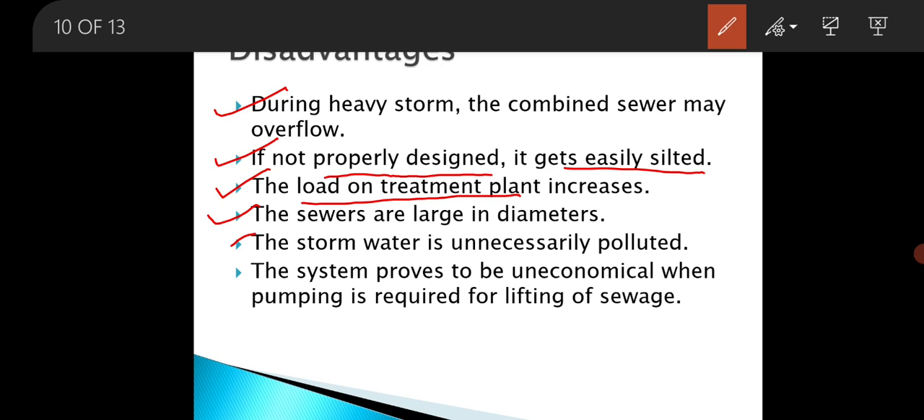Next one is, due to the combined flow, the storm water is unnecessarily polluted. And this system proves to be uneconomical when pumping is required for lifting of sewage. Because here along with sewage there is storm water. Therefore, it proves to be uneconomical.